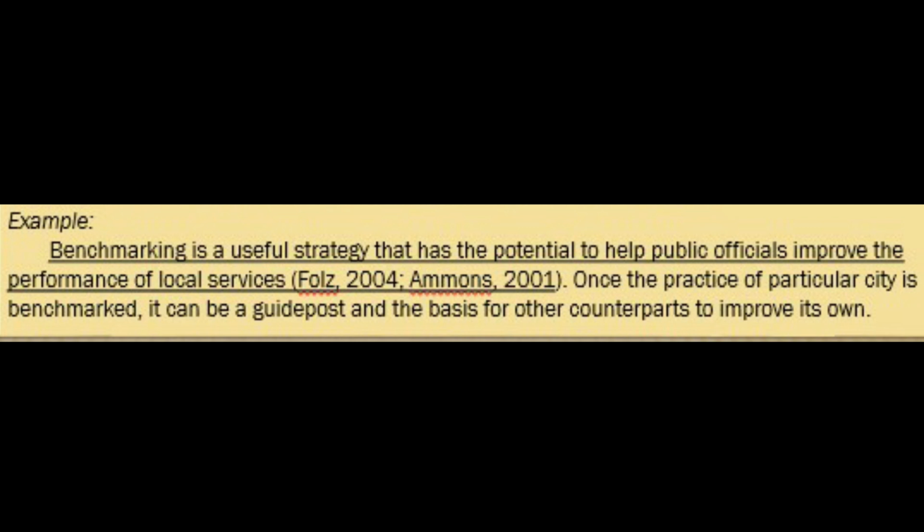It is an example of idea heading format because the summarized idea, benchmarking is a useful strategy that has the potential to help public officials improve the performance of local services, comes before the citation, Falls 2004, Ammons 2001.